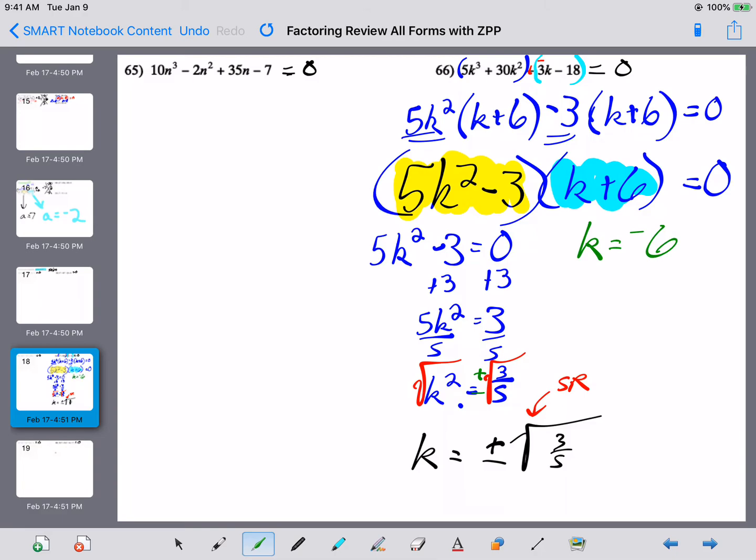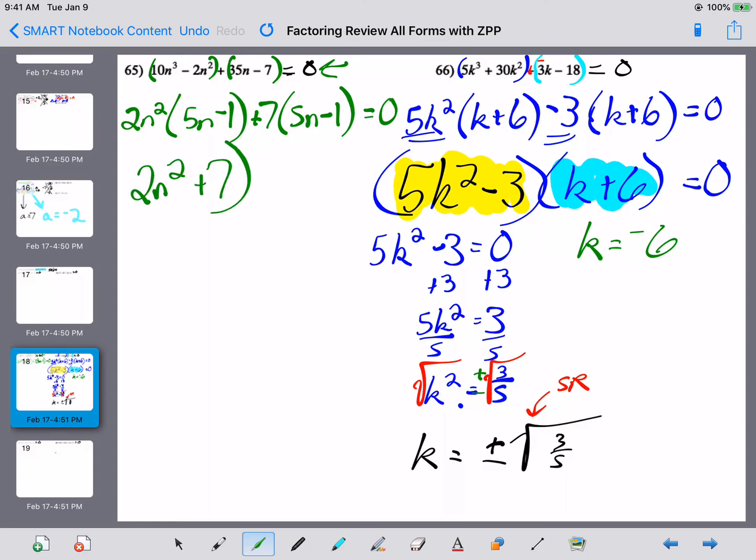Let's try that one more time. Number 65. I know I'm going fast, so rewind if you need to. You can factor out a 2n squared from these first two terms. You're left with 5n minus 1. What can you factor out of the last two terms? You can factor out a 7, and then you're left with 5n minus 1. And this all equals 0 because you set this equation equal to 0. Take your GCFs and put them together. Multiply them by this shared binomial.